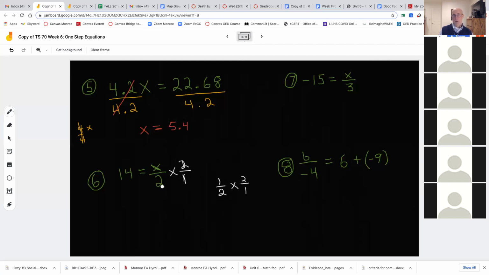I want it to just be x. So if I multiply this by 2, that means I got to do the same thing to this side, times 2 over 1. So what happens is, if I choose my colors here, these now cancel out. So I have x equals, and I think you can just look at the math here. 2 times 14 is 28 over 1, which is just 28.